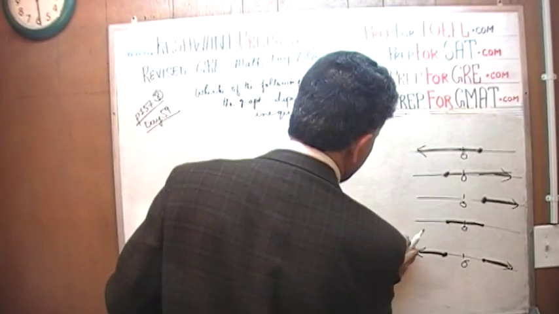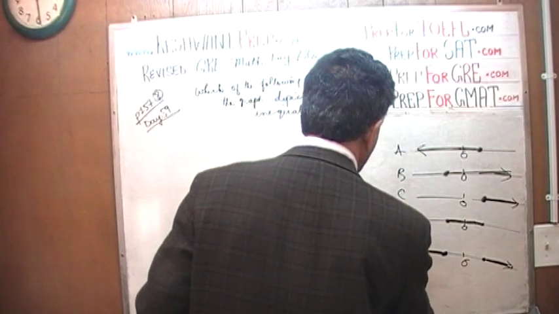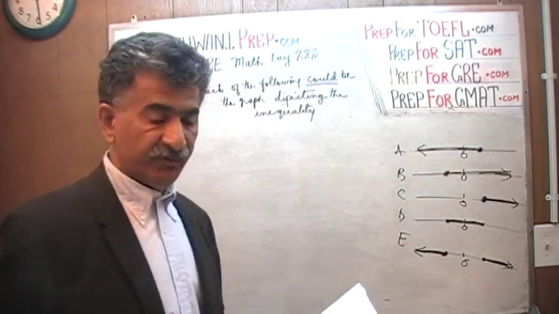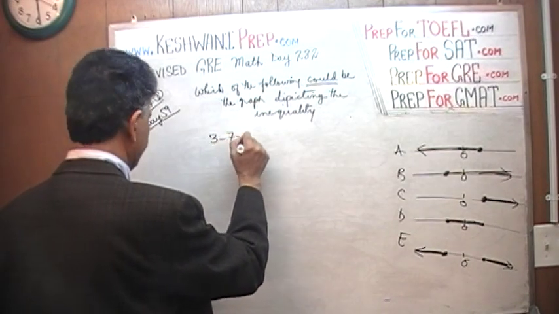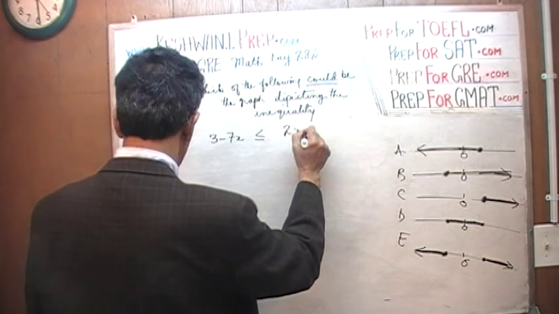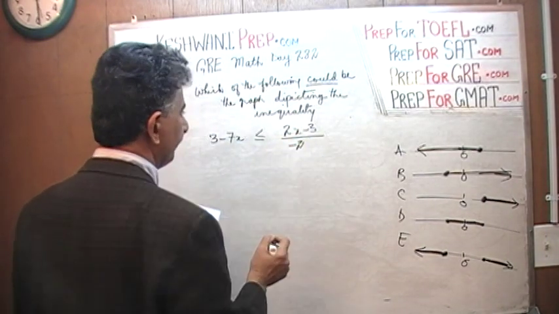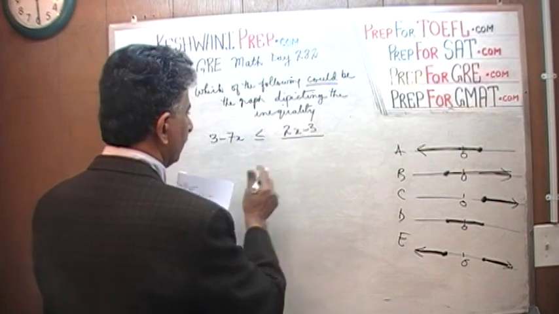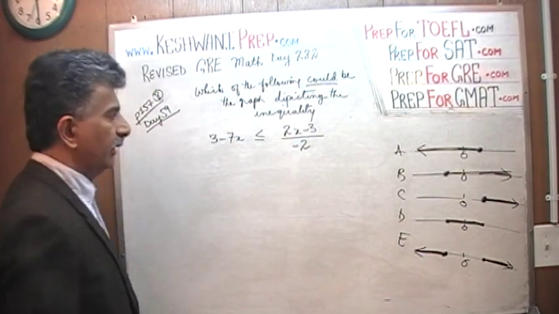Same answer choices as before, but there's a different problem here. 3 minus 7x is less than or equal to (2x minus 3) over negative 2. You see again this negative 2, we could have written negative here and positive 2 at the bottom.